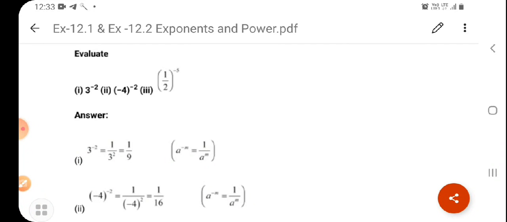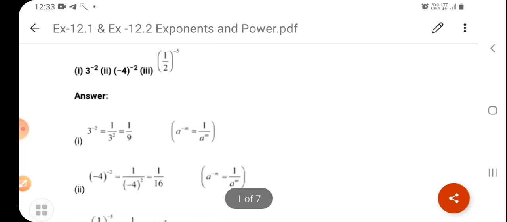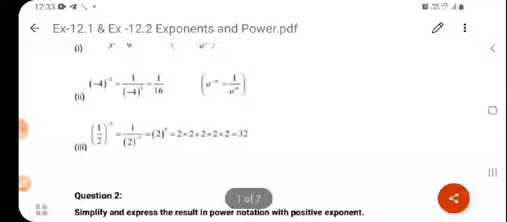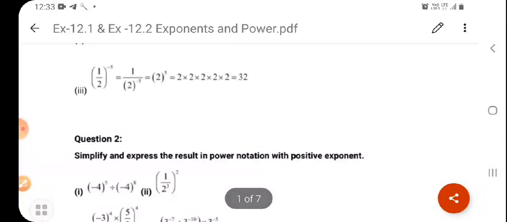Okay. Second one is minus 4 to the power minus 2, which is changed into the form of 1 upon minus 4 to the power 2, that is equal to 1 upon 16. Okay, in the same way, 1 upon 2 to the power minus 5 can be written as 2 to the power 5, because 1 upon 2 to the power minus 5 is equal to 2 to the power 5. Okay, so it is 32.